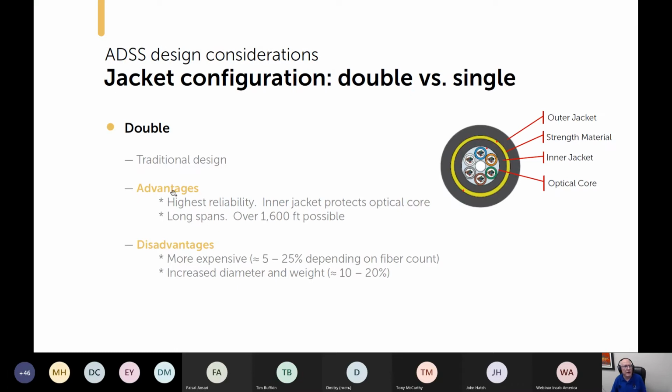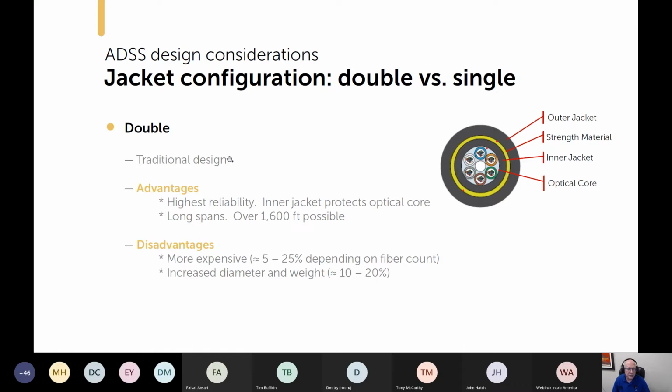First up, jacket configuration. You got 2 choices, basically, double jacket or single jacket. Double jacket is like what's shown in this picture here. So I have an optical core, loose tubes stranded around a center element. And then there's a jacket applied over that. And then the strength material is applied over that first jacket, which is generally called the inner jacket. And then you have an outer jacket applied over the strength element. Pretty simple. This is a traditional design.